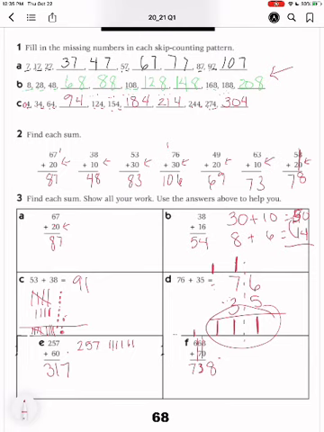And then 6 plus 1 is 7. 738. So remember, you can solve these any way you want to. You can draw pictures, you can break apart, you can use the algorithm, you can do whatever you need to do to solve them, but those are just some ways to do it.